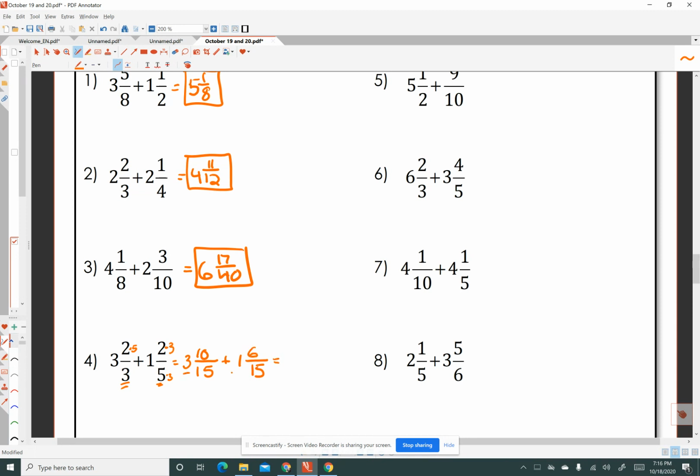3 plus 1 make 4. 10 plus 6 makes 16 15ths. We have an improper fraction here. We cannot leave that. We know that 16 is divisible by 15 one time, so that our 4 now becomes a 5 with 1/15 left over.